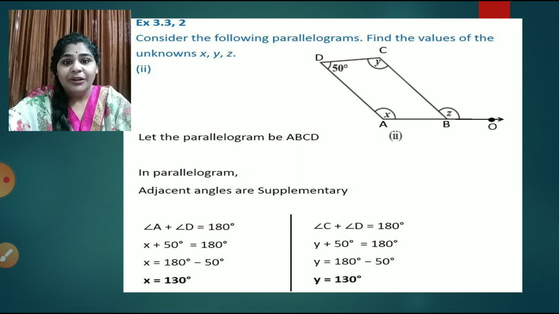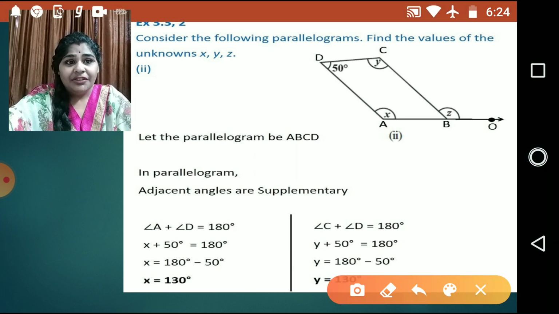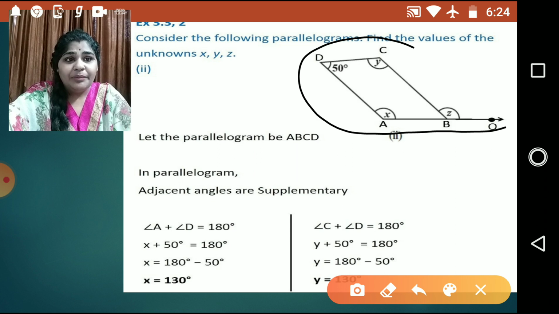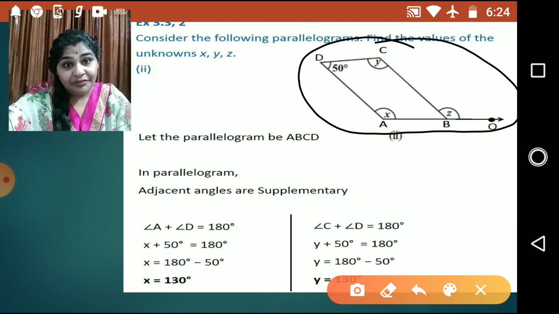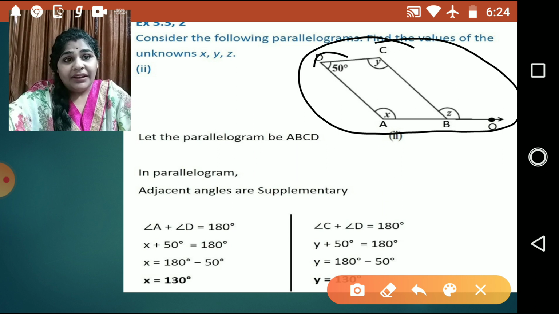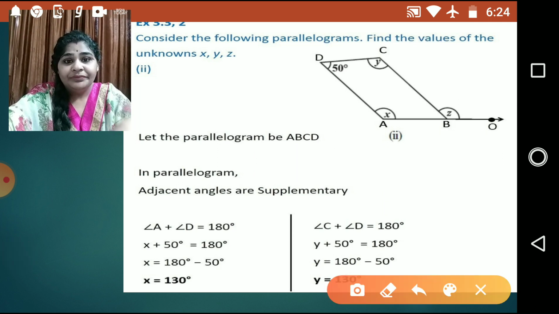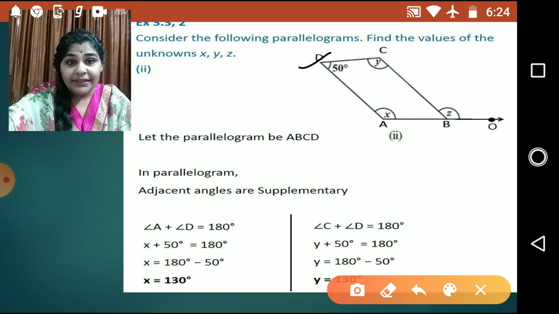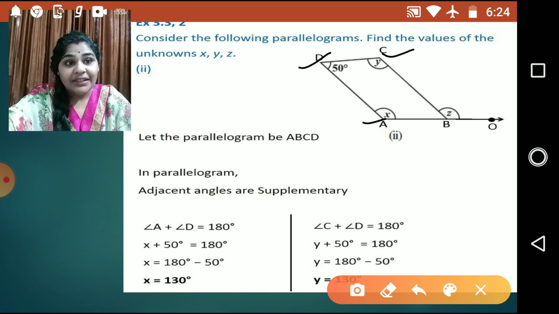Now if you see here, you can see the given parallelogram. You have to first study the given figure properly, children. One angle is given to you, that is angle D is equal to 50 degrees. Here angle X is unknown, angle Y is unknown, which are interior angles. But angle Z is an exterior angle. Okay, so one by one let us start.